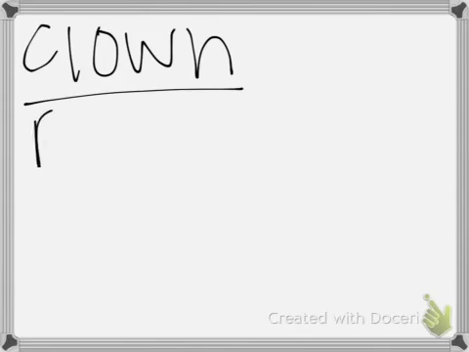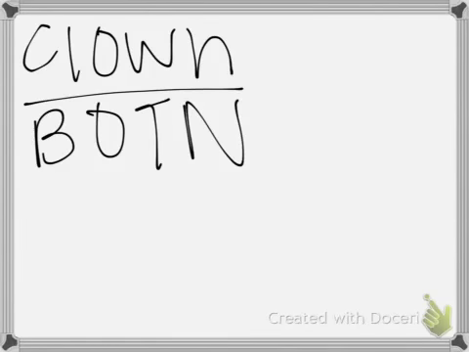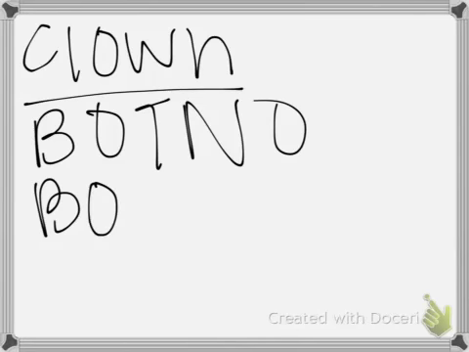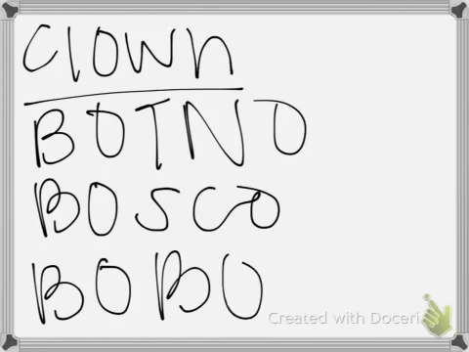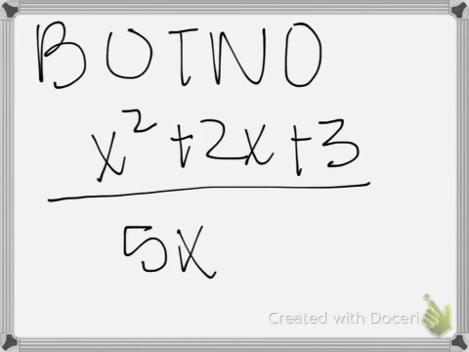What is a clown? It's Botno, Bosco, and Bobo. Okay, so start with Botno.